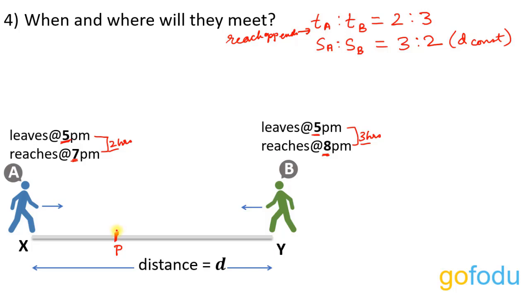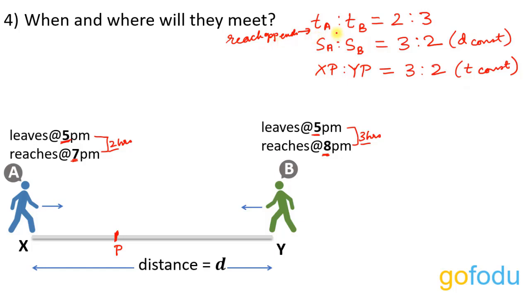When time in two cases is constant, distance would be directly proportional to speeds. So distance traveled by A and distance traveled by B to meet would be directly proportional to speeds. Distance traveled by A to meet would be XP. Distance traveled by B to meet at P would be YP. So XP is to YP, as time is constant, would be the same as the ratio of speeds. XP is to YP would be 3:2. Okay, this we have written assuming time taken to meet as constant.